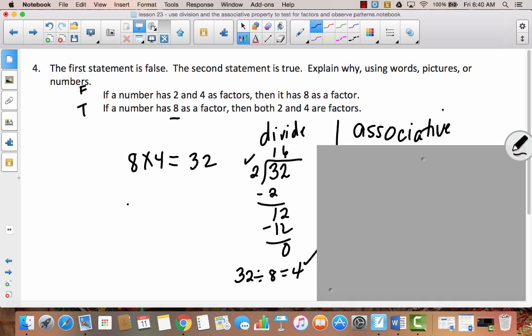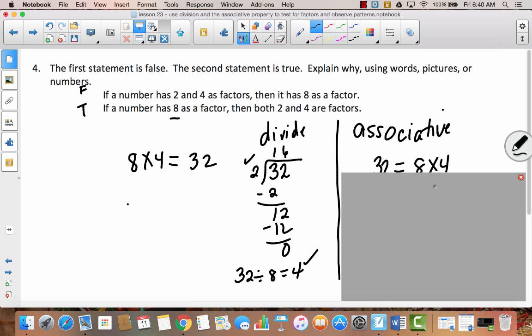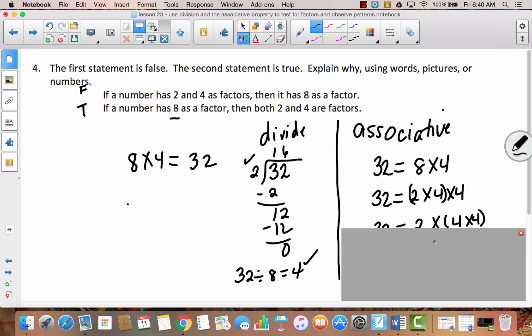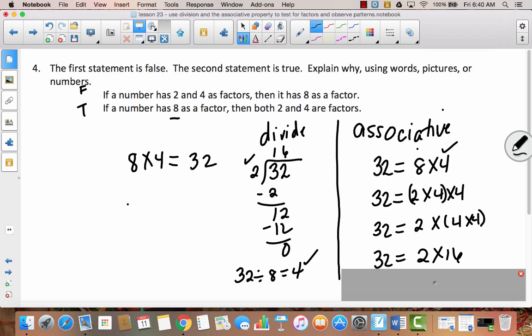And then I use the associative property. So I showed that 32 equals 8 times 4, and then I decomposed 8 into 2 times 4. So 32 equals 2 times 4 times 4, and then I moved my parentheses. So now I'm showing that 32 equals 2 times 16. So if 8 times 4 is 32, then 4 is a factor of 32, and 8 is a factor of 32, and 2 and 16 are also factors of 32.